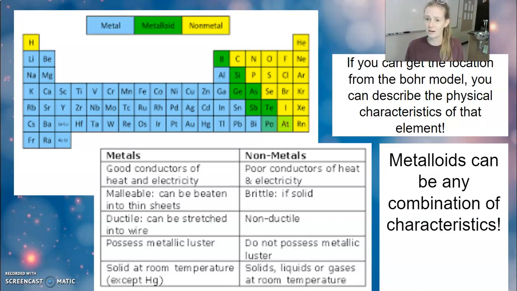Metalloids have some odd characteristics. Each and every one of them is very different. It can have any combination of characteristics of both metals and non-metals.